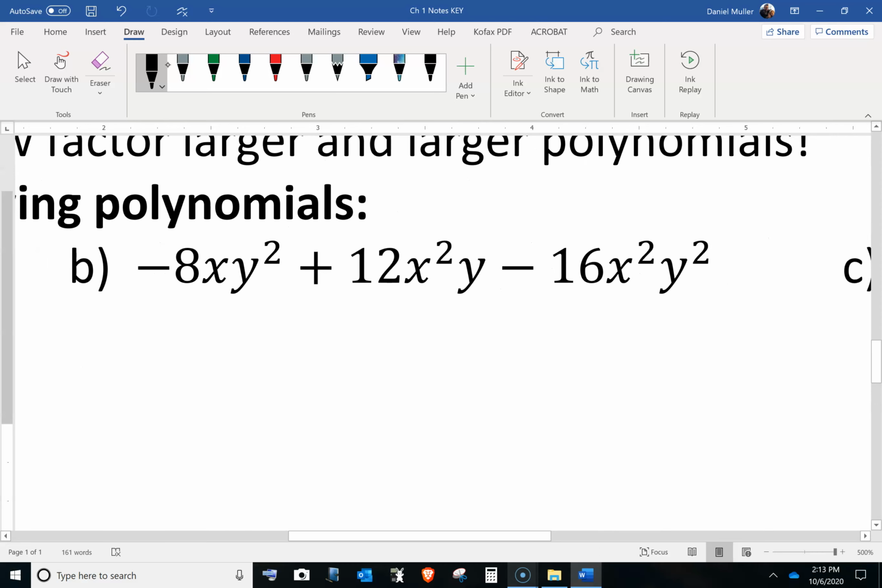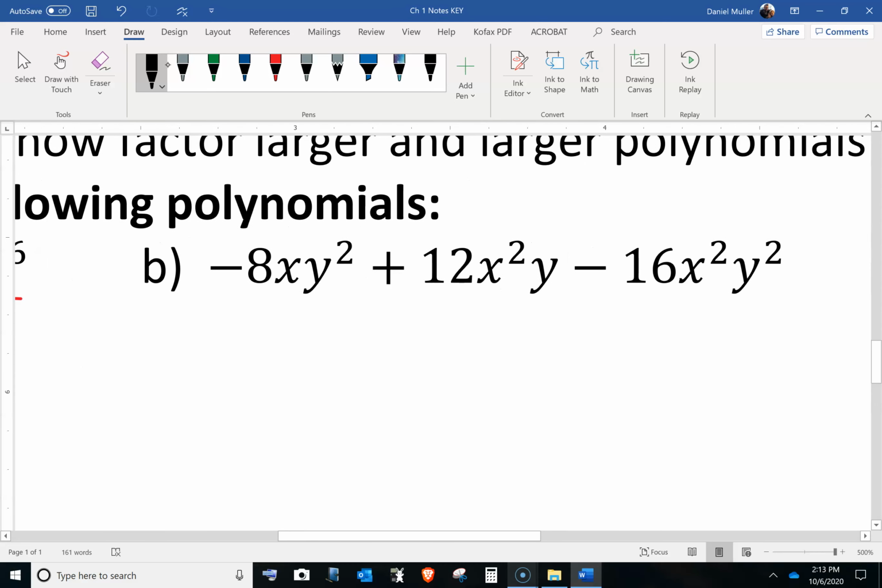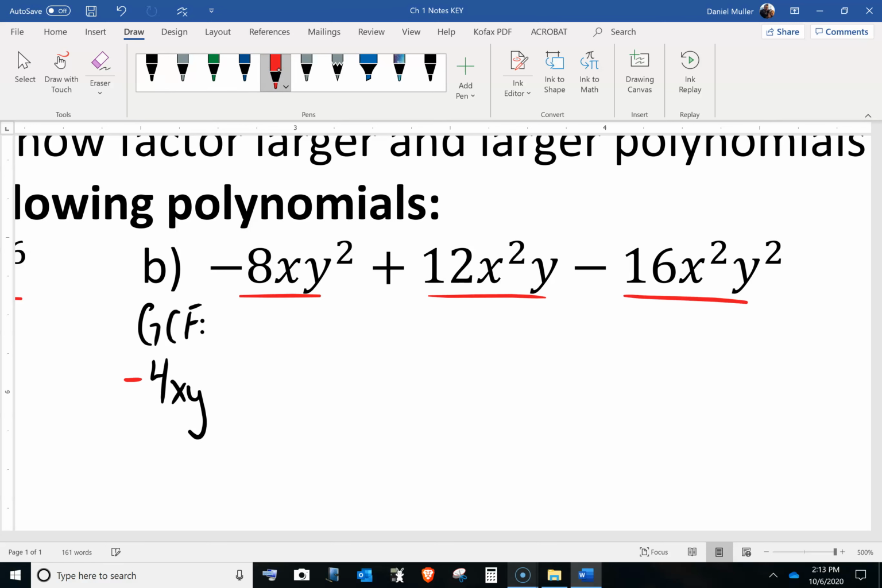Now I notice the first one here has a negative. So I'm going to make my GCF negative. And then 4 can come out of all of those. x, x^2, x^2, so the smallest is an x. y^2, y, y^2, the smallest is a y. So I can divide all of these by a negative 4xy.